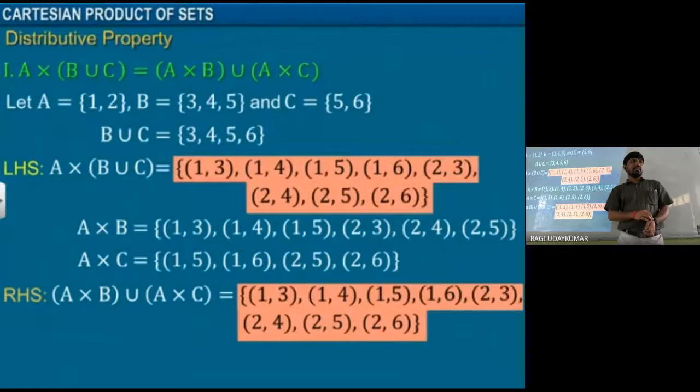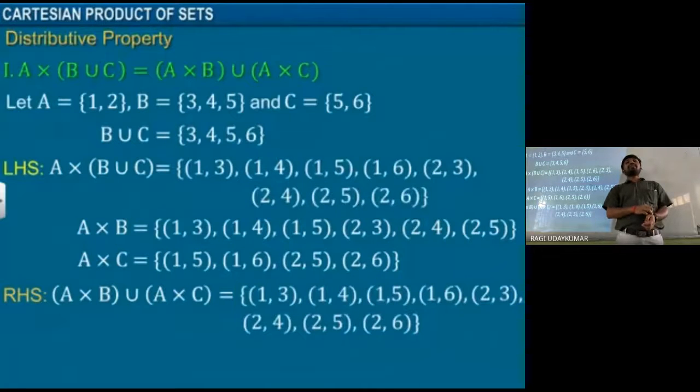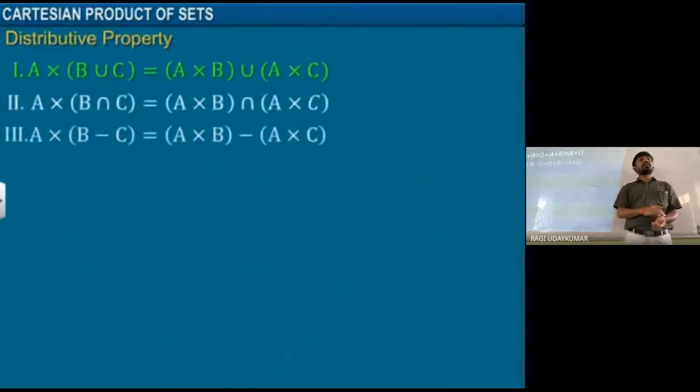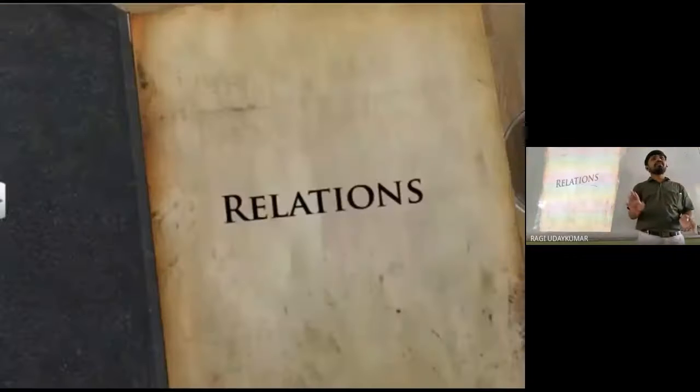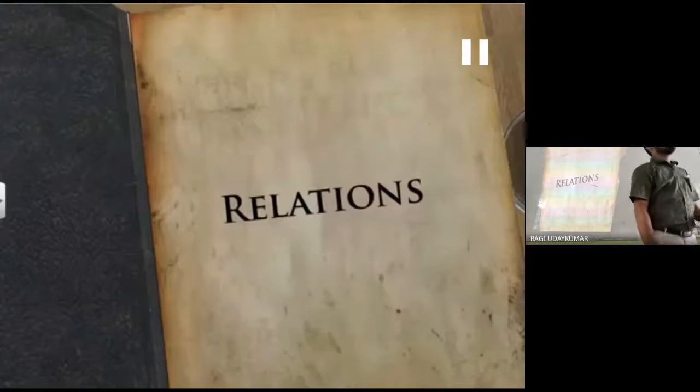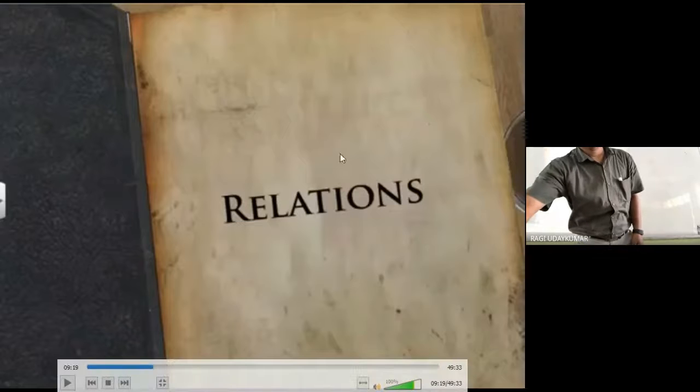Is it clear to you? So here the distributive property is satisfied by the Cartesian product. Even if you take intersection, it will be satisfied, and if you take difference, it will also be satisfied. So this is about the Cartesian product of two sets.